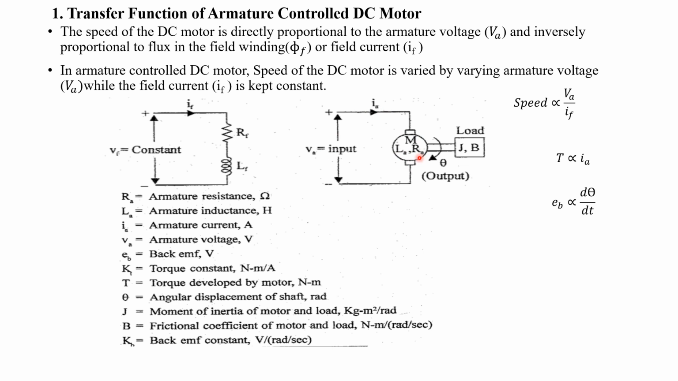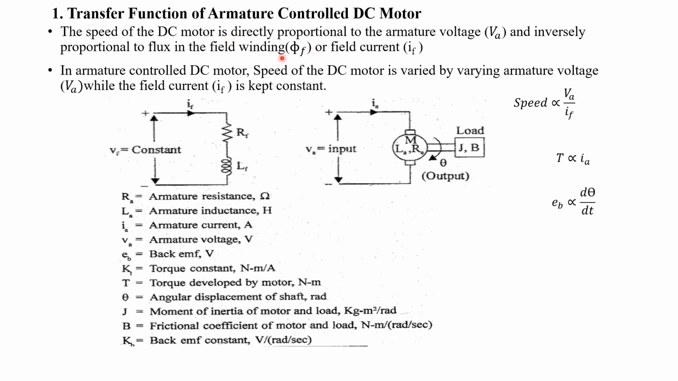resistor will be represented. So here, to vary the speed, we can vary either the armature voltage, that is this VA, or we can vary the field current, that is this IF. In armature controlled DC motor we are considering this relation: speed is directly proportional to VA. By varying this VA we can vary the speed of the motor. Now we are going to see the armature controlled DC motor.